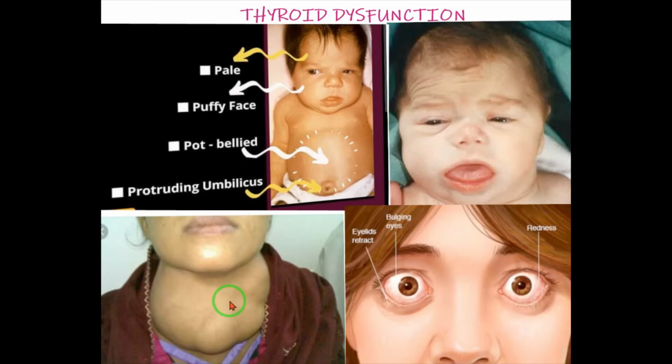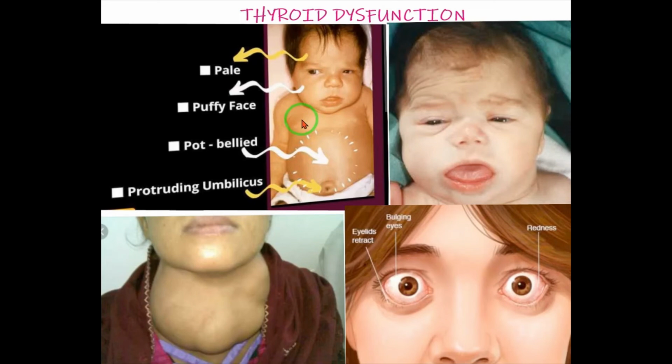Second one is cretinism. This disease is known as cretinism. It is caused due to the decreased secretion of thyroid hormone. It affects only children. This cretinism affects children with the condition of stunted growth.